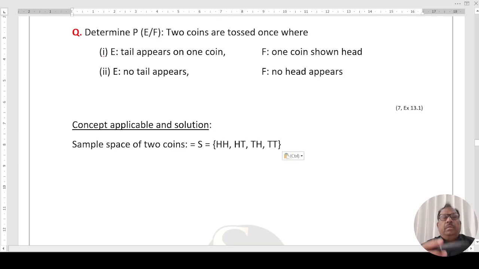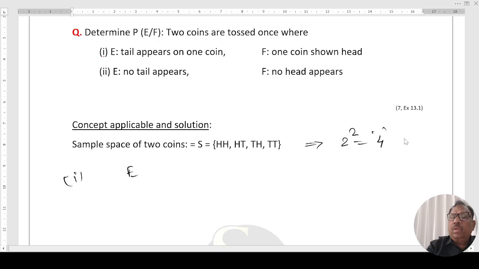Question is, determine P E over F when 2 coins are tossed once. Tail appears on 1 coin and 1 coin shows head. So according to question, first part, sample space of 2 coins is HH, HT, TH और TT. Number of elements होते हैं 2 की power 2, that is 4. N is equal to 4.